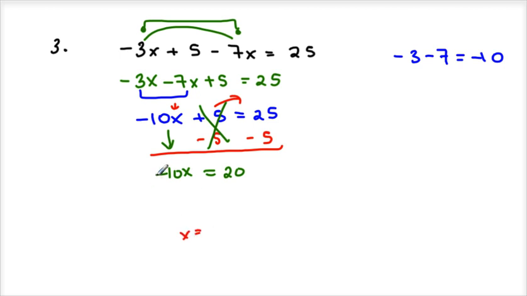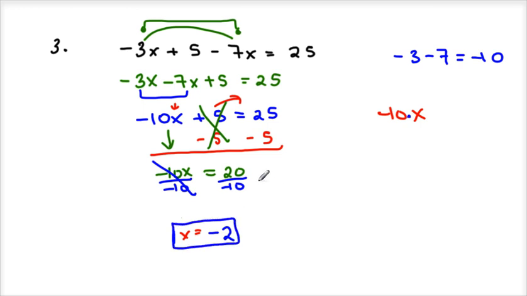How do I get rid of this negative 10? Remember, negative 10x means negative 10 times x. The opposite of multiplying is dividing, so I'm going to divide by negative 10. Divide both sides by negative 10. Negative 10 divided by negative 10, anything divided by itself is always 1, so I got 1x equals 20 divided by negative 10, which is negative 2. So 1x equals negative 2, or just x equals negative 2.